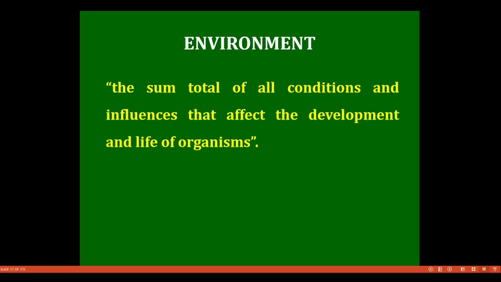We all know that environment is the sum total of all conditions and influences that affect the development and life of organisms. These are all conditions required for the development of organisms on the surface of the earth. So our environment impact assessment has three components: environment, then second one impact, and third one assessment. So we will see these technical terms one by one, and then we will merge these terms together so that we will get an idea regarding what we mean by environmental impact assessment.